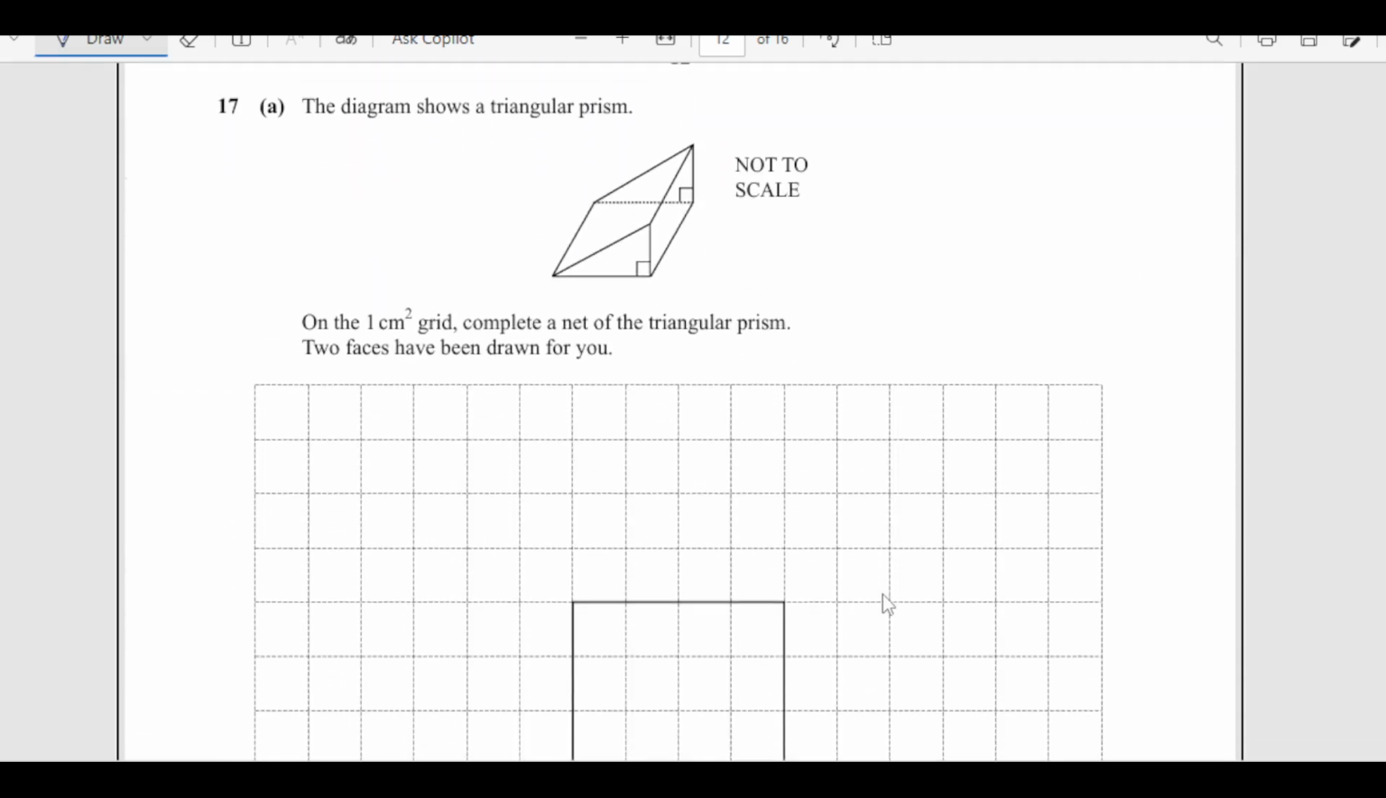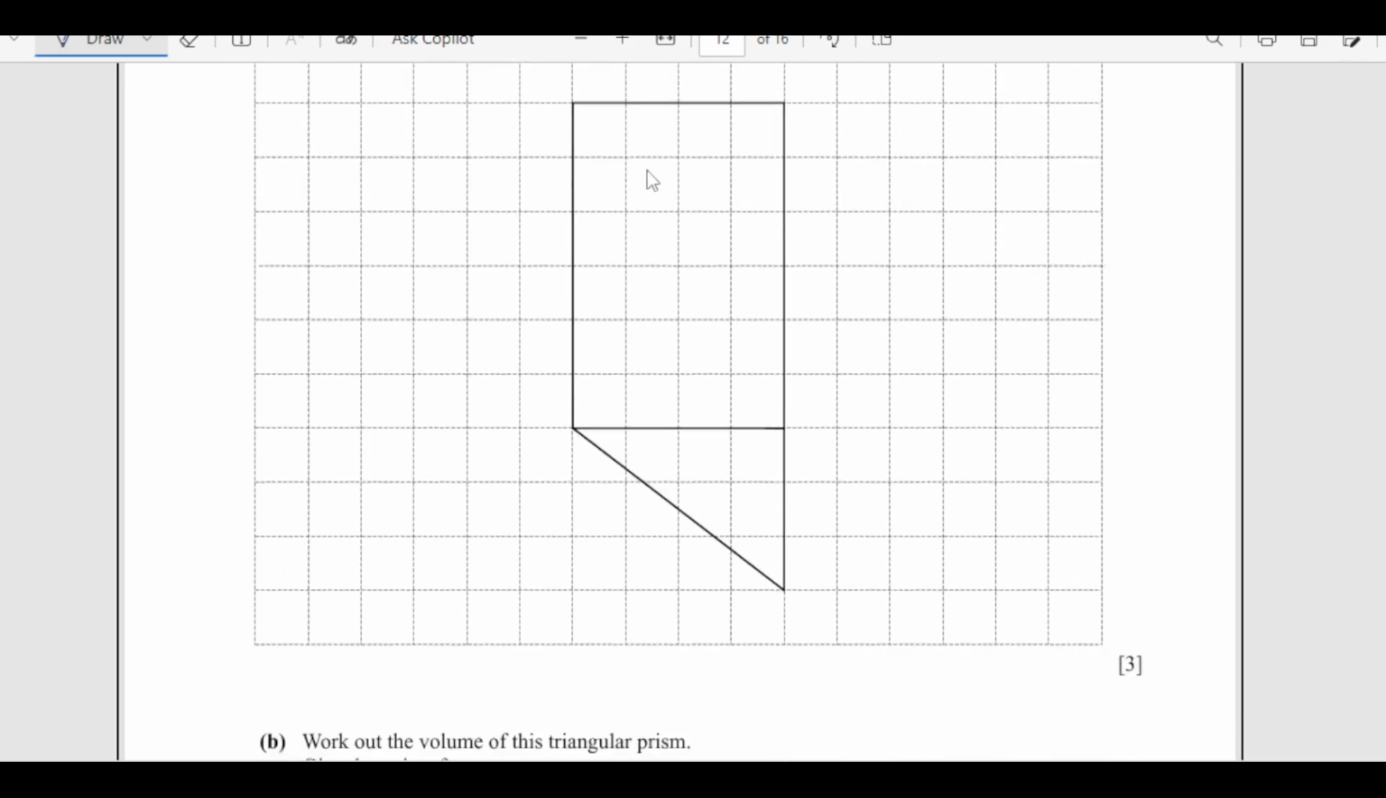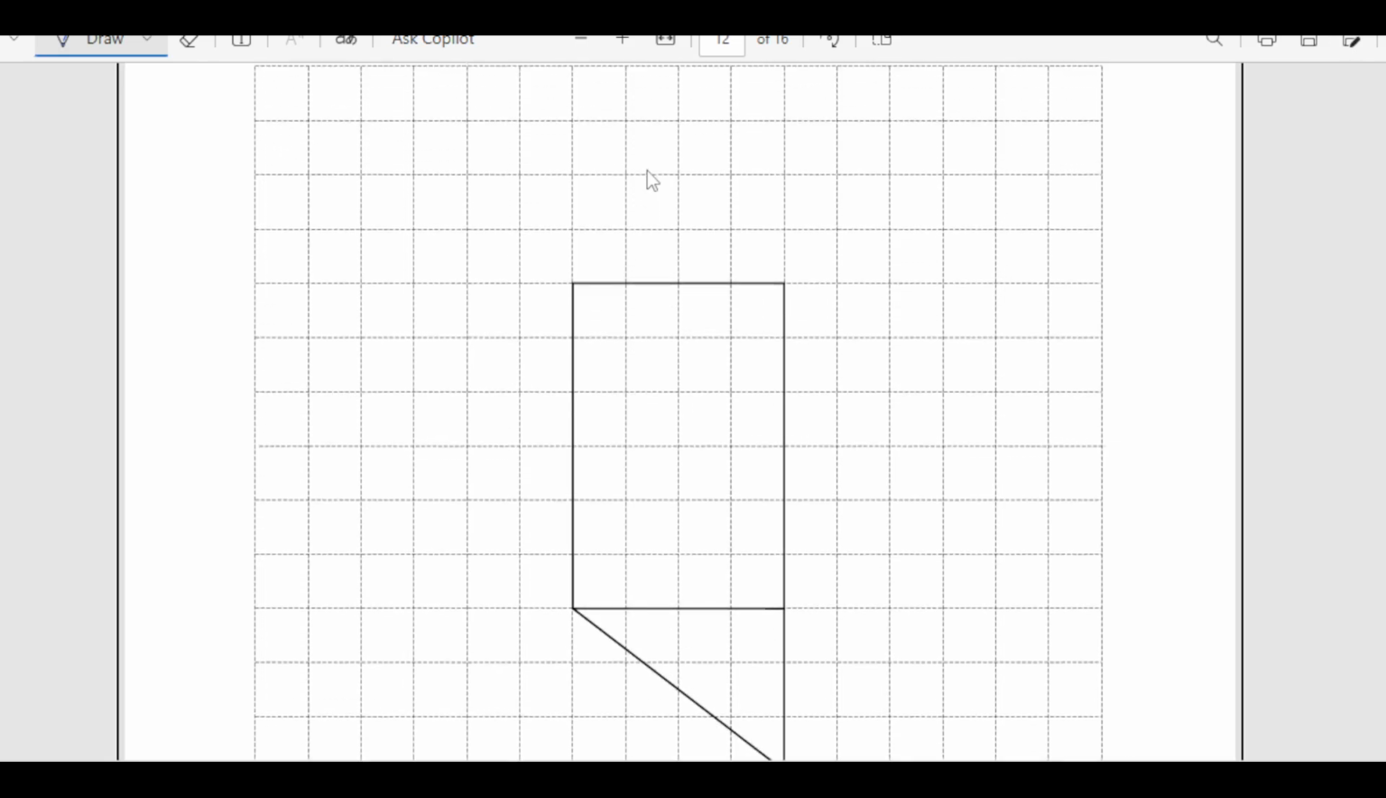Now number 17, the diagram shows a triangular prism. On the 1 centimeter grid, complete the net. As you can see, we have two triangles, one triangle here and one triangle at the back side. There are three rectangles, on the top, at the bottom and this one. One triangle has been drawn here, so a similar triangle is going to be congruent to this, and then I will put 3 squares on this side like this.